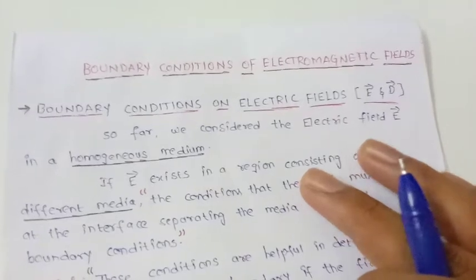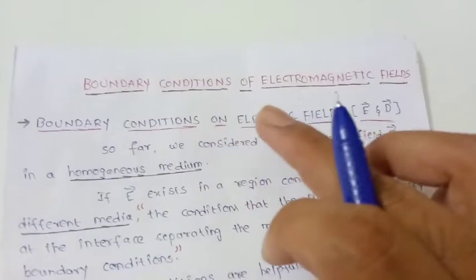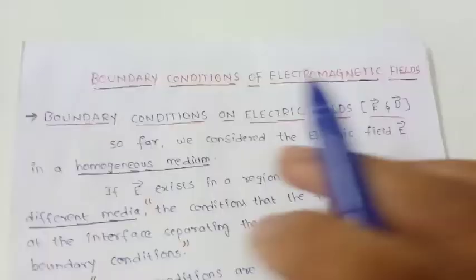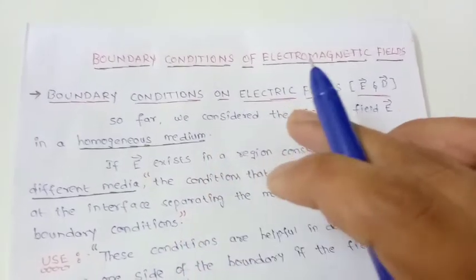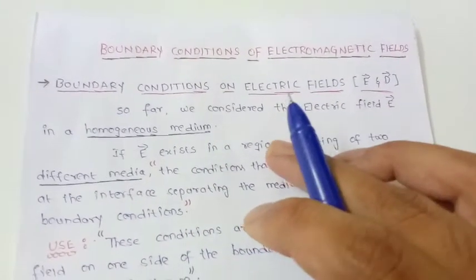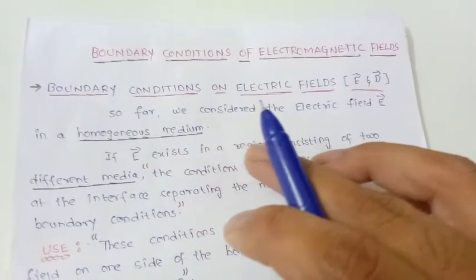Welcome back, students. This is the last topic in Unit 3, boundary conditions of electromagnetic fields. Now we are going to discuss by splitting the electromagnetic fields separately as electric fields and magnetic fields. Boundary conditions on electric fields.